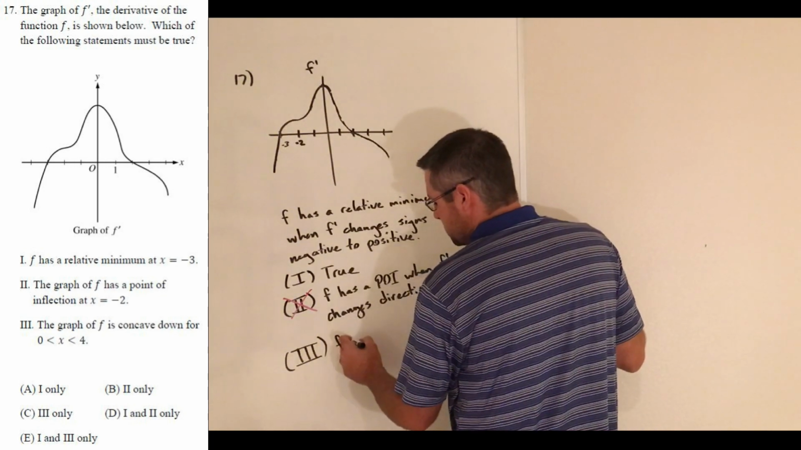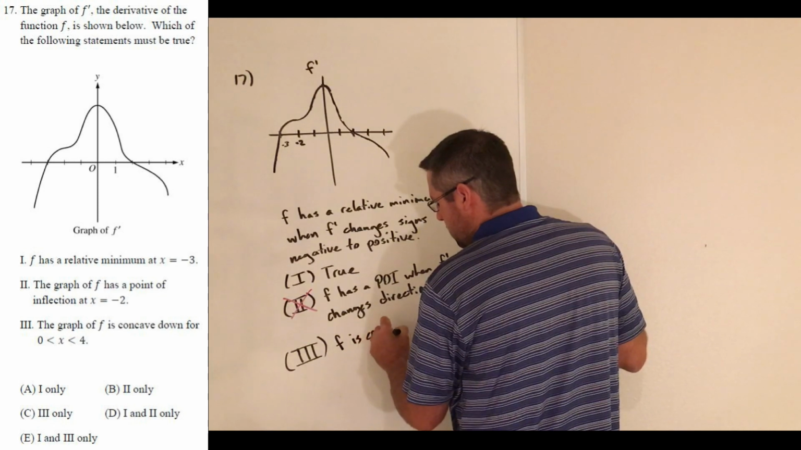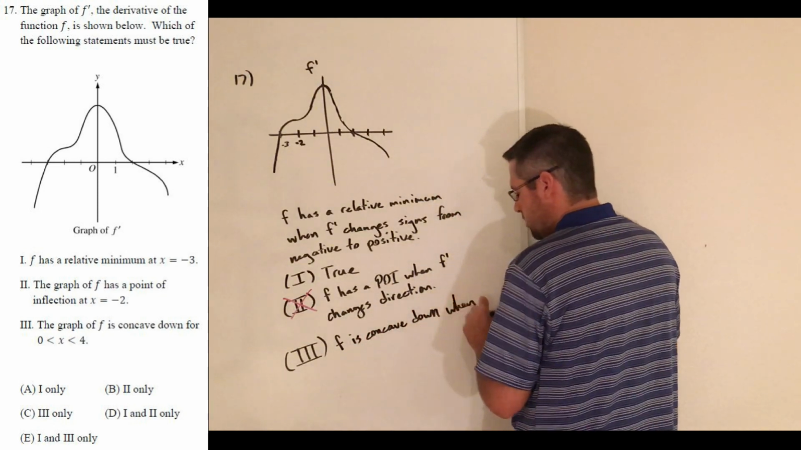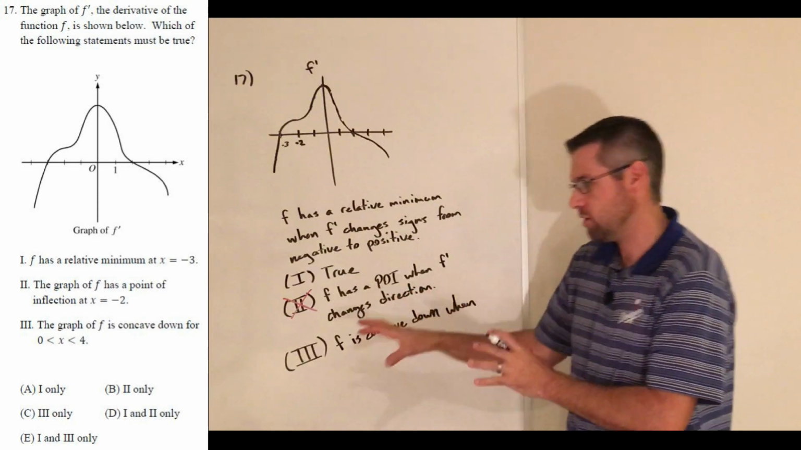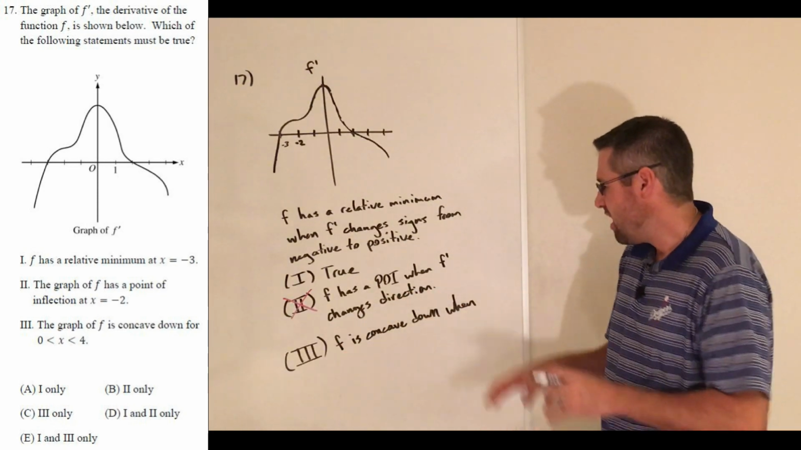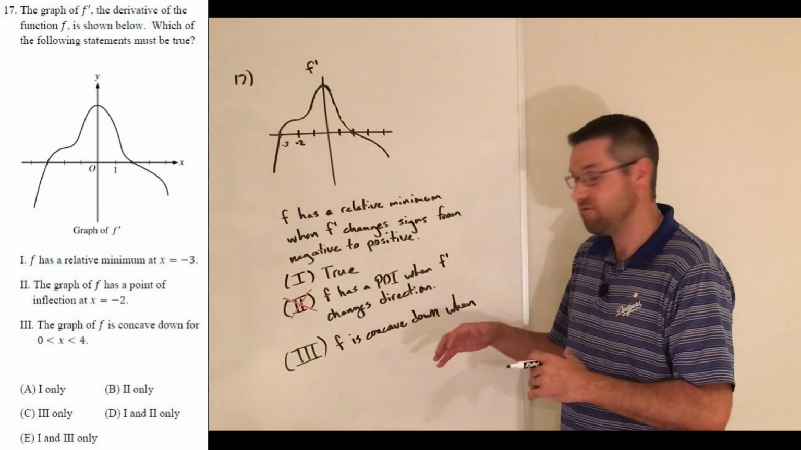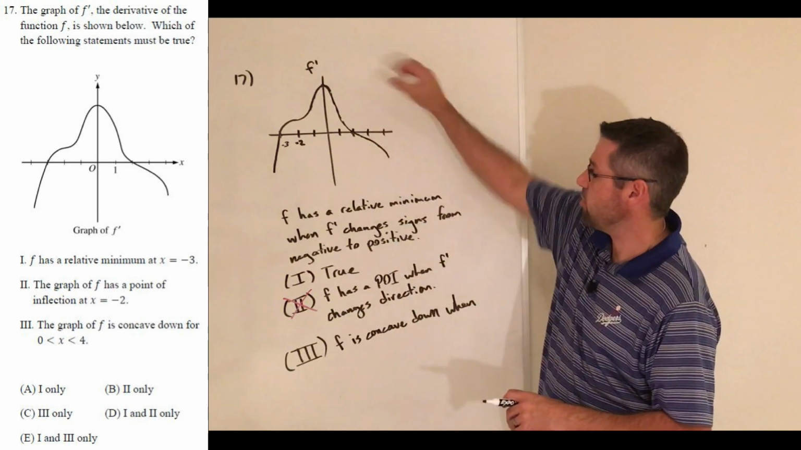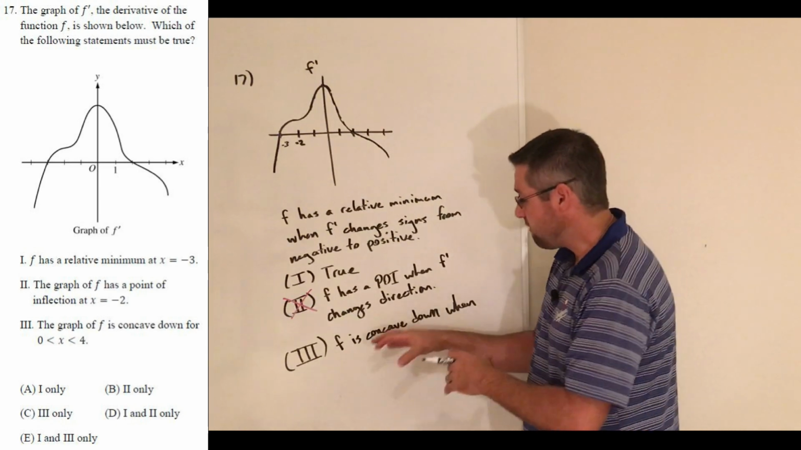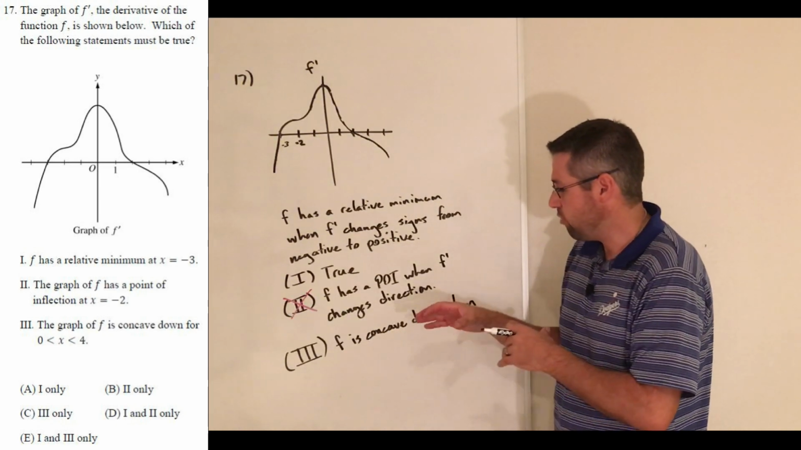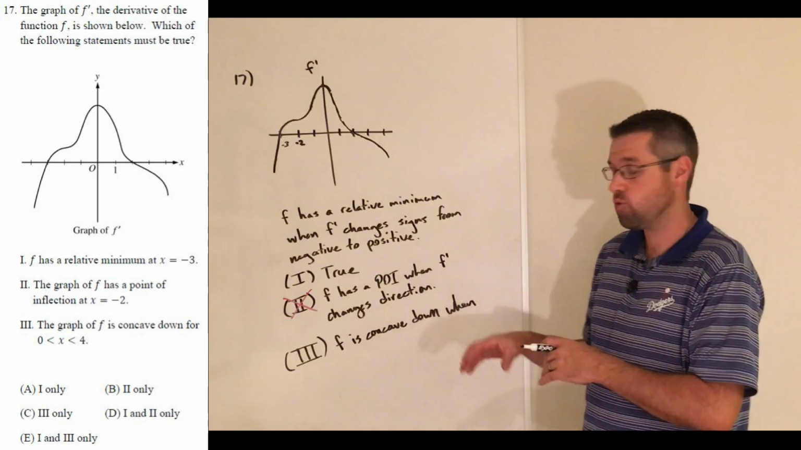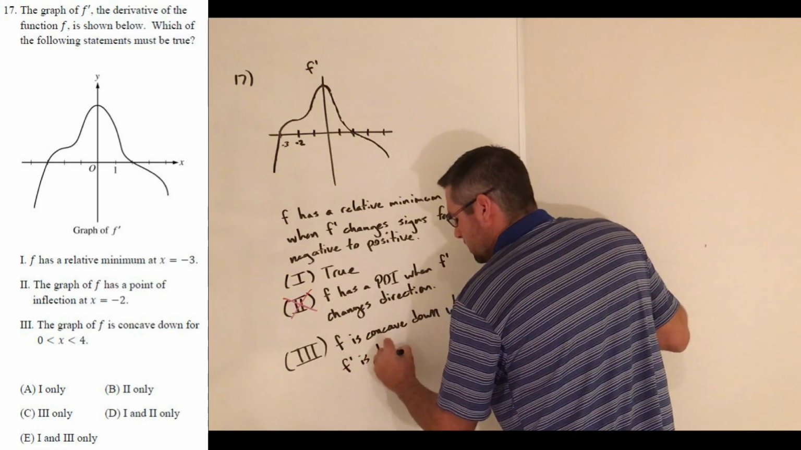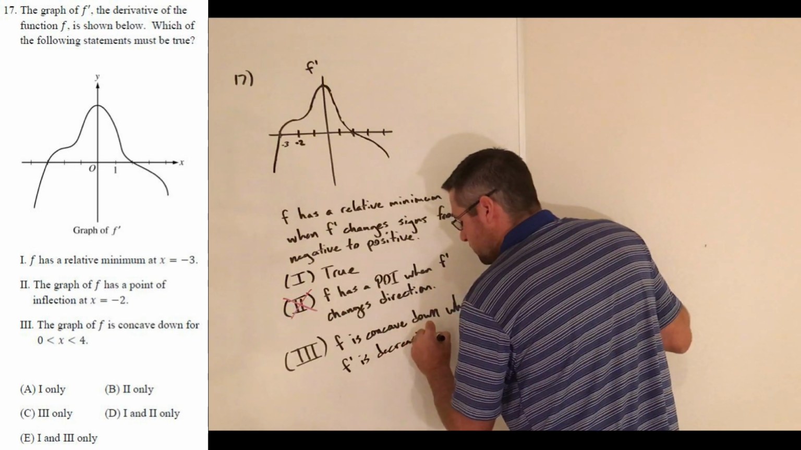So let me justify this. Looking at the chart, making sure you understand the chart, f is concave down when f double prime is negative. We're not looking at f double prime, we're looking at f prime, so we have to interpret it that way. f is concave down when f prime is decreasing.